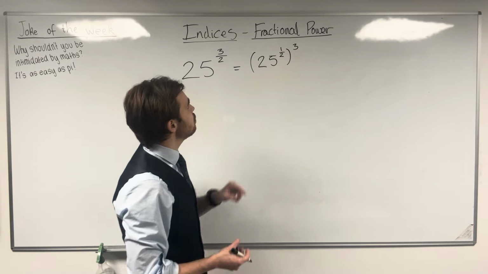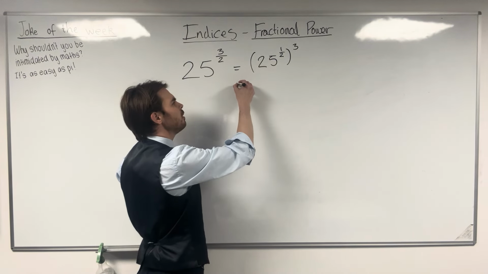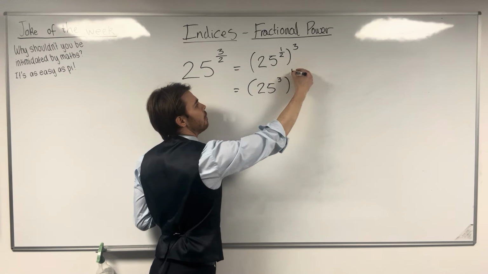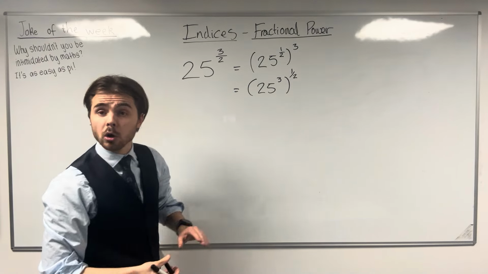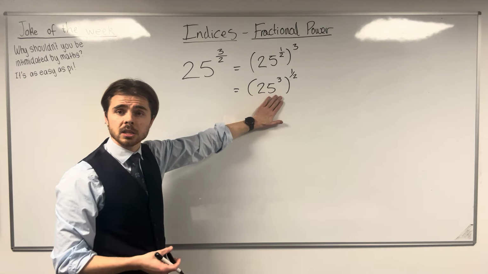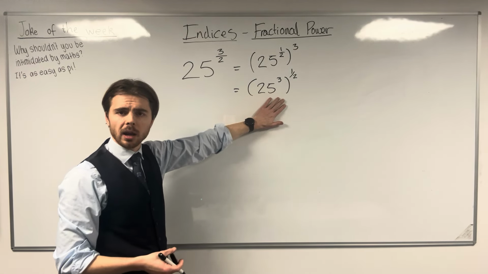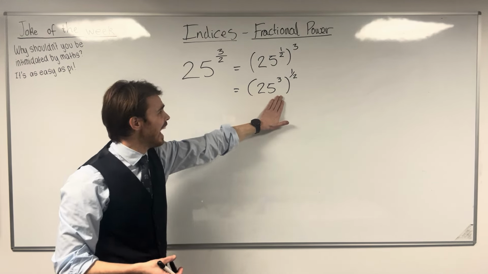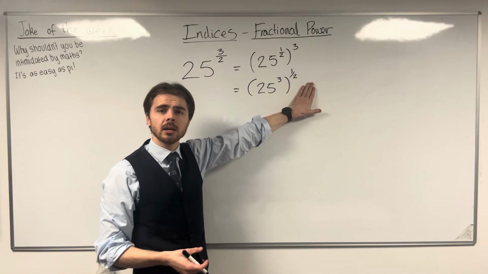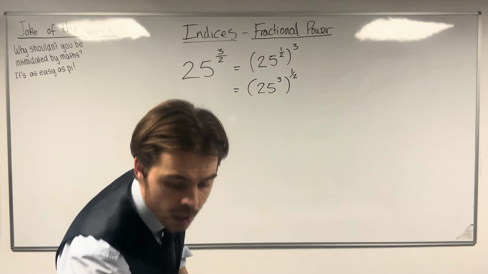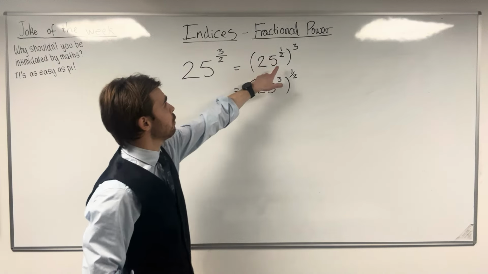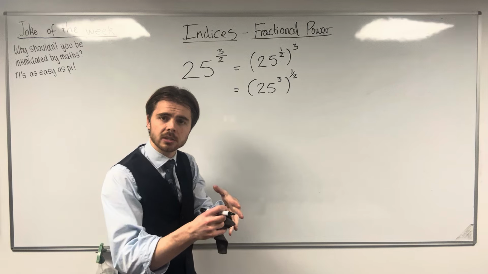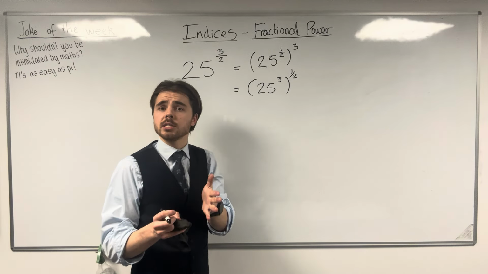All right? Now you might be thinking there, what if we rewrote it as this? 25 to the power of 3 and then a power of a half on the outside. Now you could absolutely rewrite it like this, but if you don't have a calculator, 25 cubed off the top of your head and then square rooting that answer is a bit more difficult to do. So I would always try and rewrite it where the fraction is on the inside of the bracket. That way you square root it first and then you cube it. It's a lot easier to do.